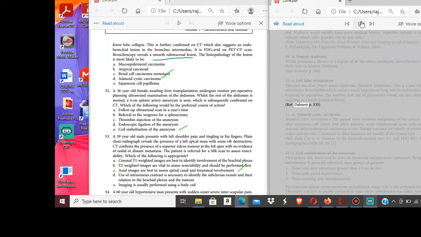Hilum. Ref. Danner P. 533. 51. D. Adenoid cystic carcinoma. Adenoid cystic carcinoma is the second most common malignancy of the central airways after squamous cell cancer and often presents as an endoluminal mass with an intact mucosa.